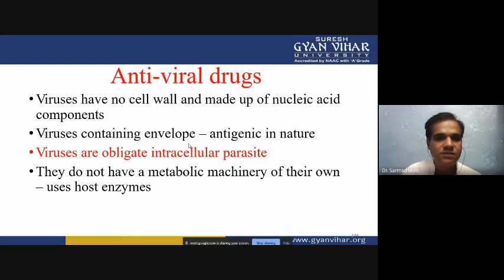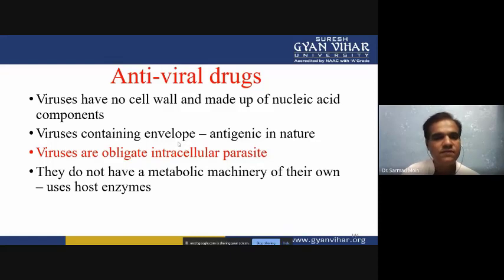So many antiviral drugs are available for viruses, and they have no cell wall. Viruses don't have any cell wall or plasma membrane. There are two types of viruses, enveloped and non-enveloped. Enveloped viruses have a capsid inside, and inside the capsid they have either DNA or RNA.